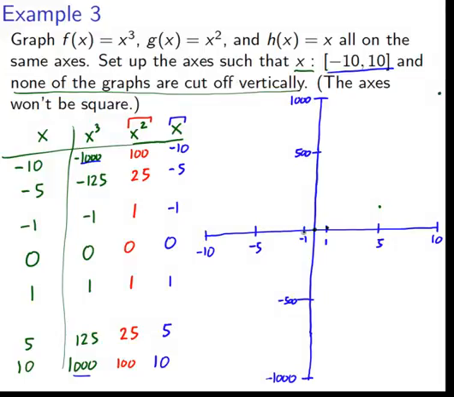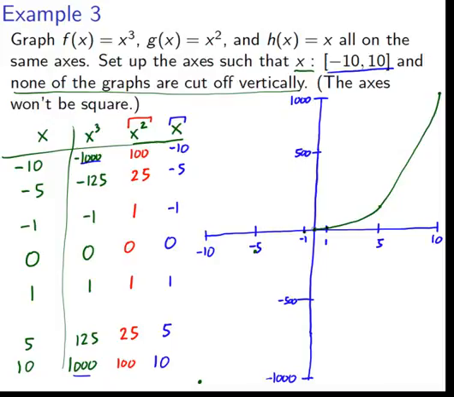Negative 1 goes to negative 1, barely off of the x-axis. Negative 5 will be at negative 125, so we're a little past, probably a little too far down, actually. We're about a little over a fifth of the way to the 500. And then finally, at negative 10, we're all the way at a whopping negative 1,000. So its curve is going to look like this.